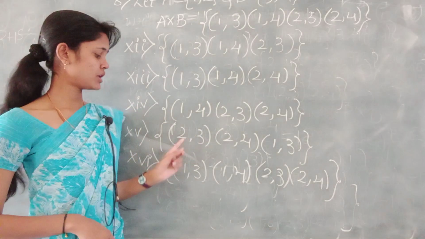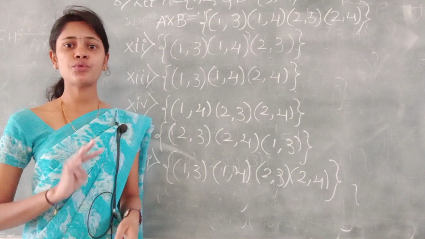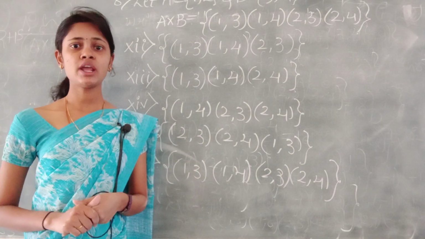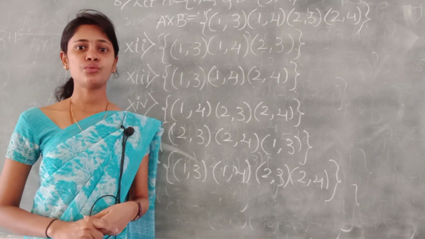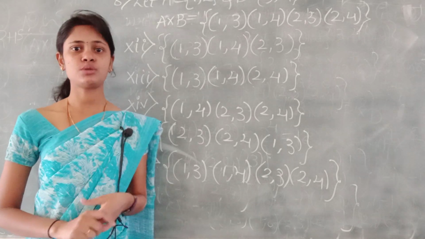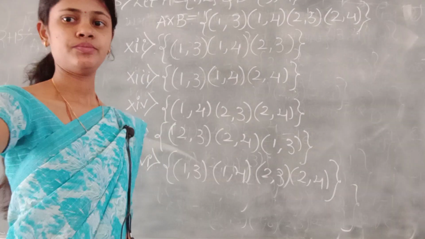And lastly what you had written, the set containing 4 ordered pairs. So totally how many subsets did we get? 16 subsets we had written for the Cartesian product A cross B.